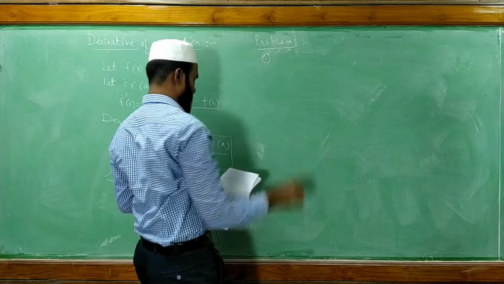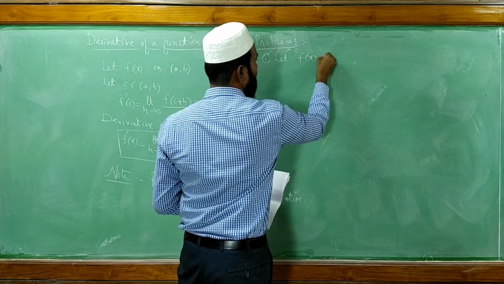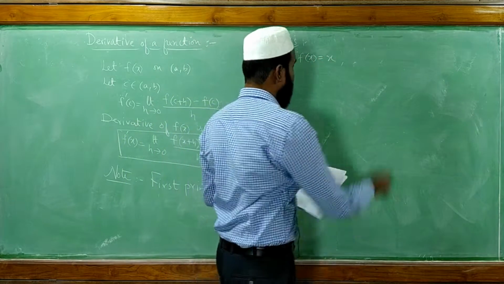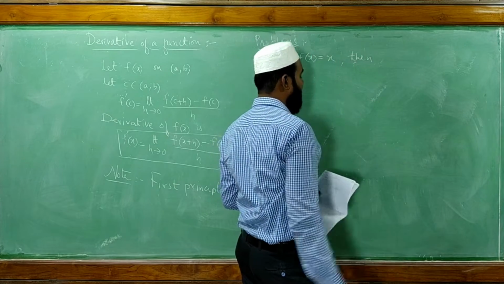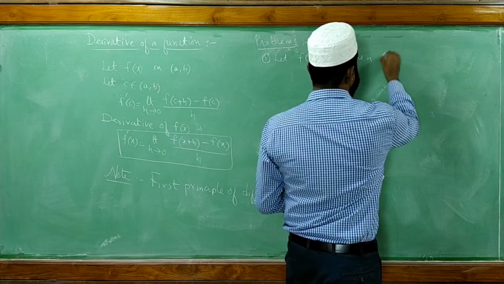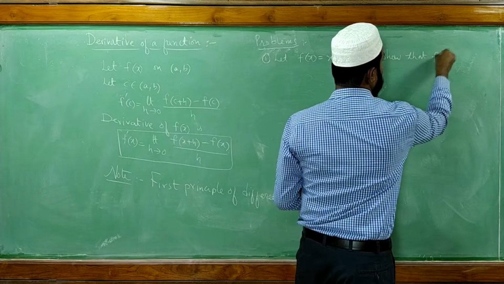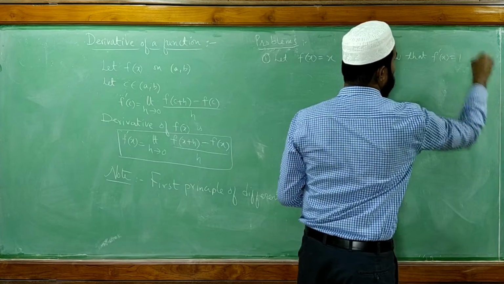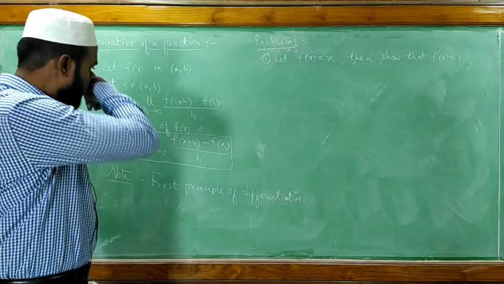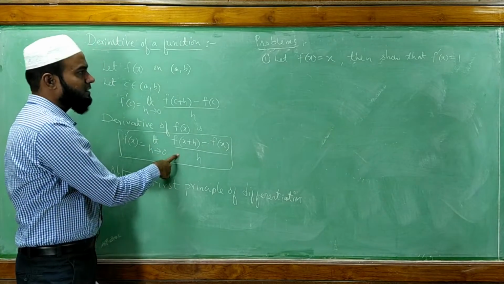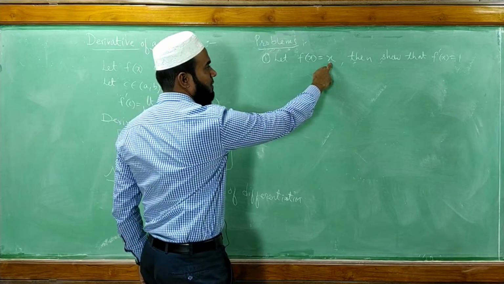First problem, let f of x equals x. A very simple function we are considering, f of x equals x. Then show that the derivative of this, already we have studied in intermediate, so we can say that the derivative of x is 1. Then show that f dash of x is 1, right? A very simple problem we are considering to understand how we are going to use this definition, because we don't know what is the derivative of x.